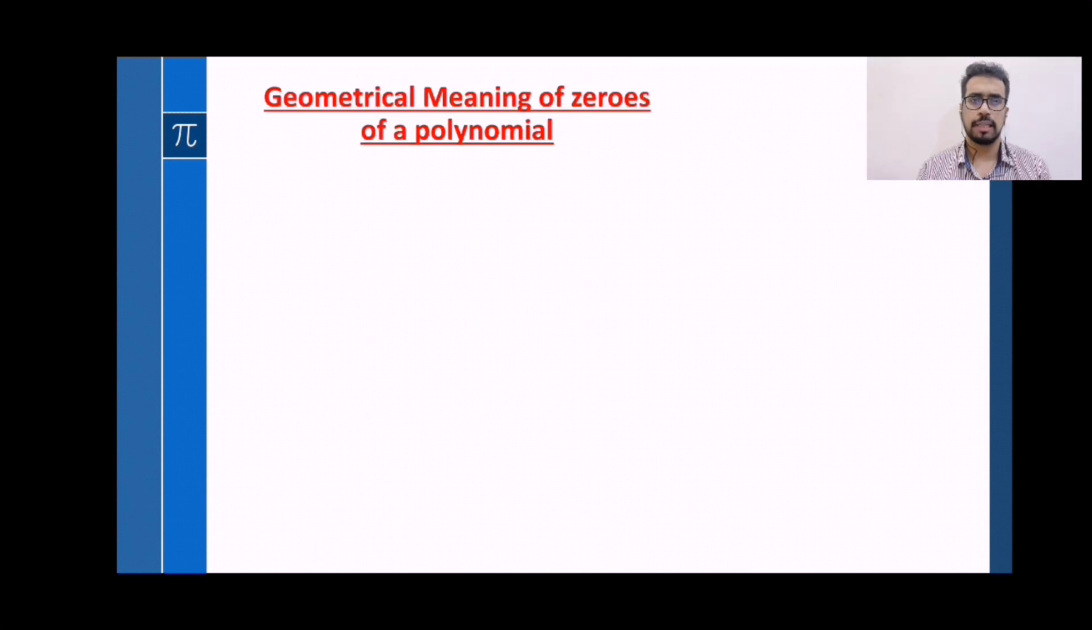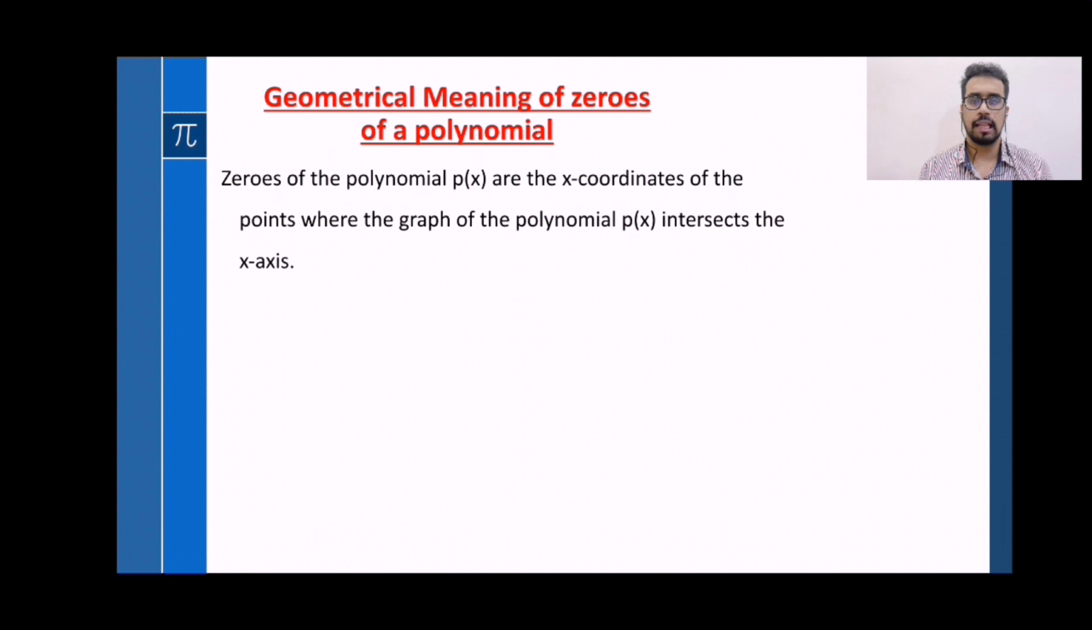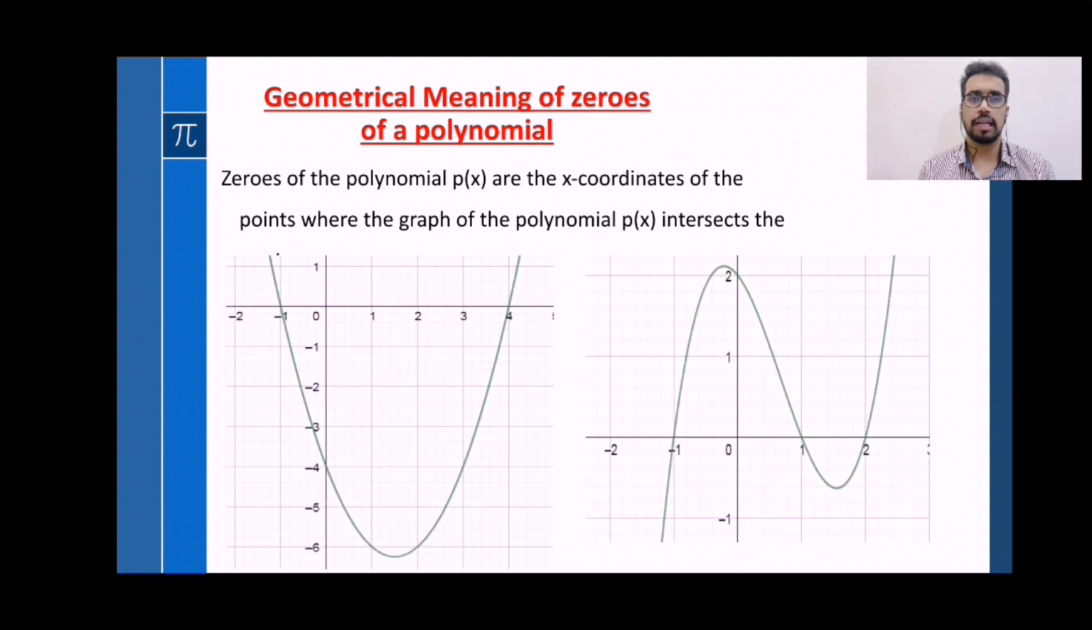Let's look at our next concept, which is the geometrical meaning of zeros of a polynomial. Zeros of a polynomial are basically the points where the graph and the x-axis meet, which we call x-intercepts. Here are two examples of the same. In the example on the left, we see that the graph meets the x-axis at 2 points. So I say that the graph has two zeros whose values are -1 and 4.